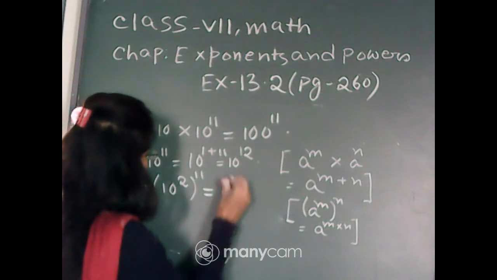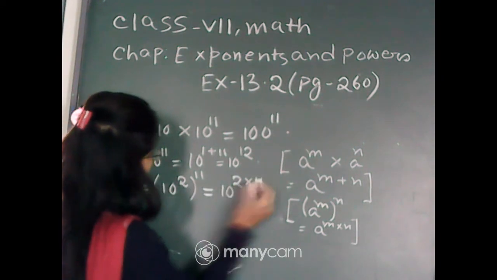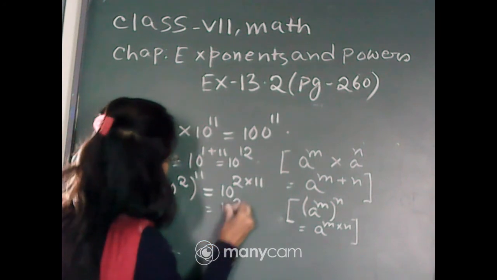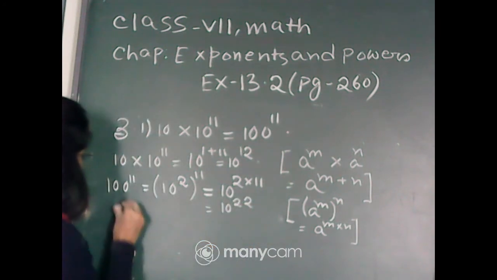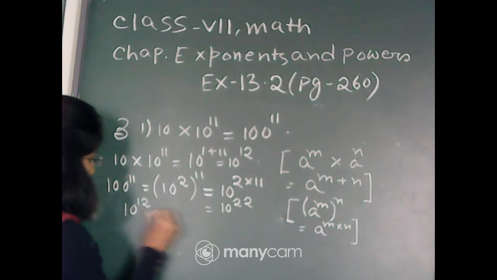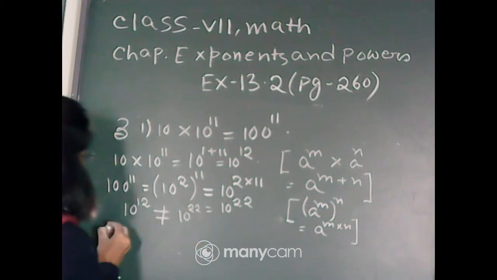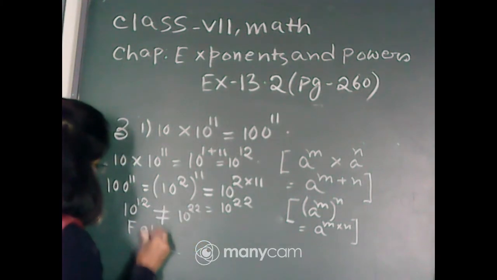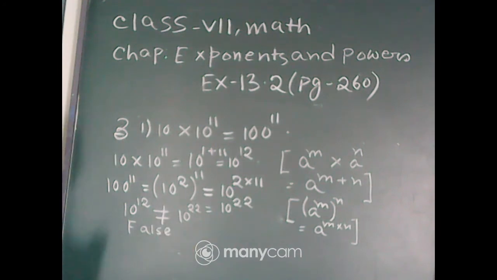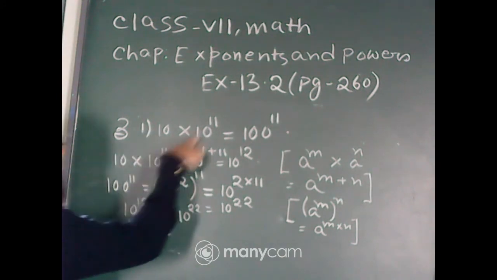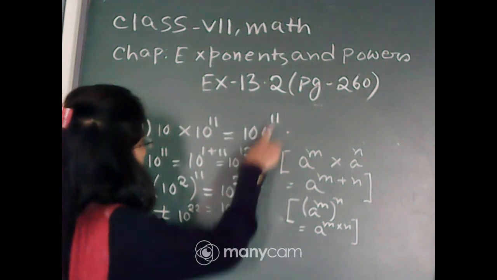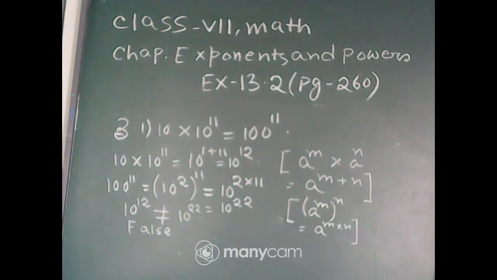Therefore, this is equal to 10 to the power 2 into 11, that is 10 to the power 22, and obviously 10 to the power 12 is not equal to 10 to the power 22. So, this is false. Clear? Yes, Nandini. Again I repeat, here it is given that 10 into 10 to the power 11 is equal to 100 to the power 11. We have to decide whether it is true or false.